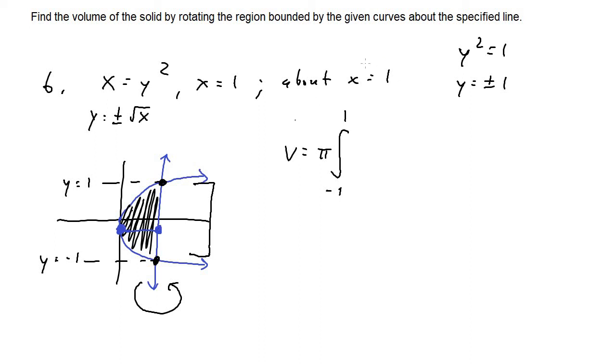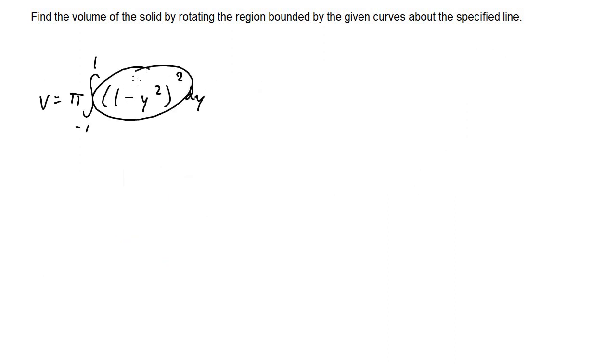So the line is x equals 1. So we're going to take 1 minus the curve. Now the curve here, we're going to put it in terms of y, once again because we're rotating around a vertical axis. So we're going to say 1 minus y squared, that's our curve. Once again, that's our line minus our curve, and then we square it, because that's our radius squared, and then times dy.